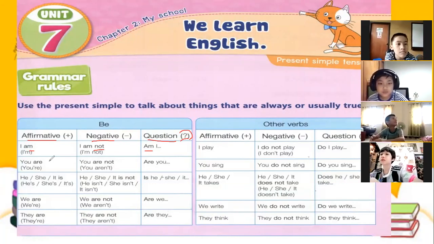Okay, then for example, another subject we have is you. You are, or we can say you're. Then the negative sentence will be you are not, or you can say you aren't. Then the question sentence will be are you, when you are asking about something, when you would like to know, you would like to ask. So, are you.